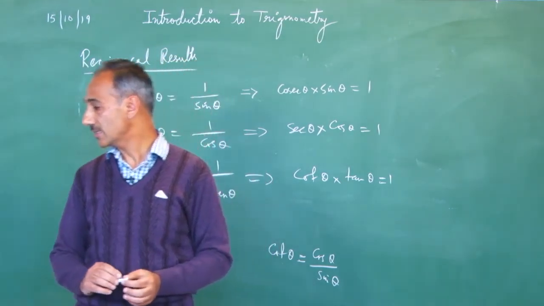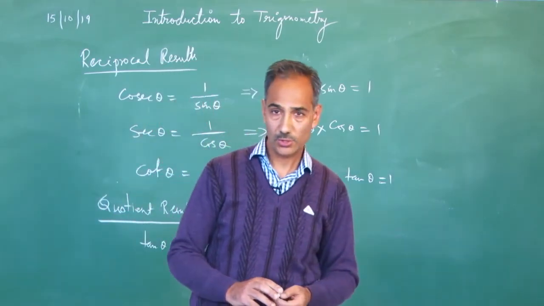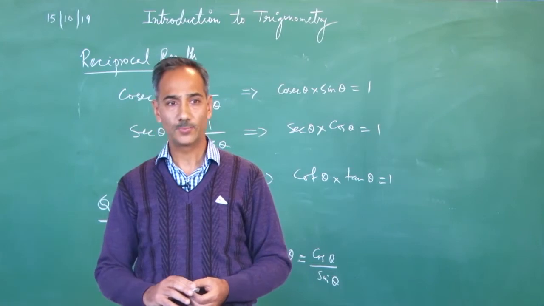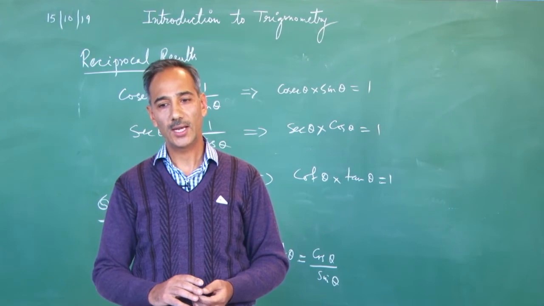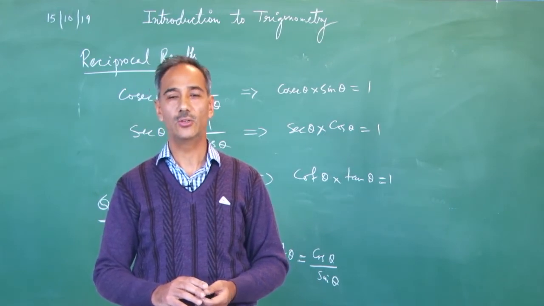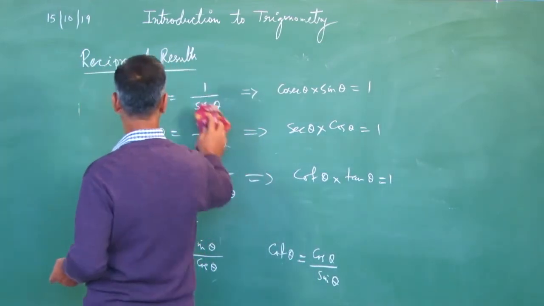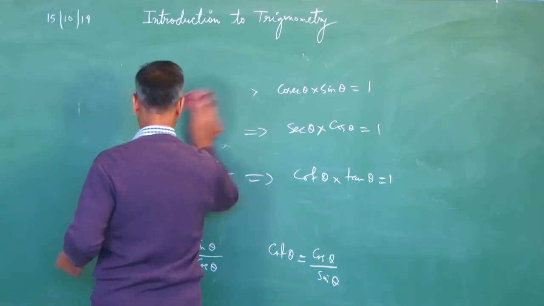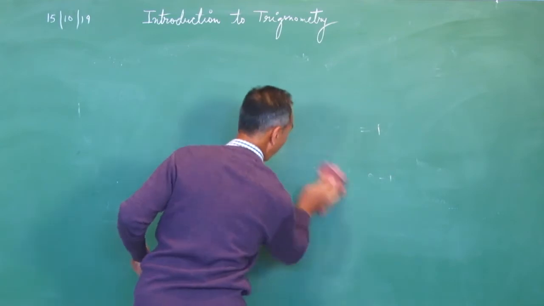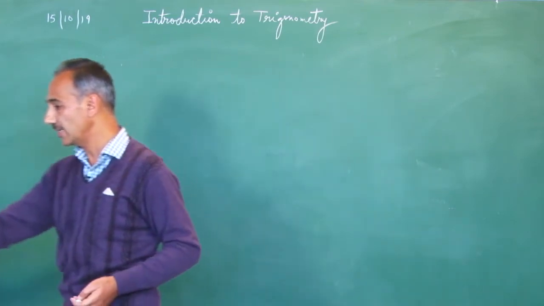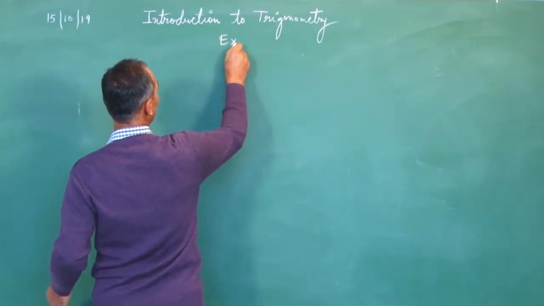Now we'll move to the exercise. Exercise 8.1, this is the first exercise of trigonometry, introduction to trigonometry. In this exercise, you will be given a T ratio, a single T ratio will be given, and you are asked to find out the value for the remaining T ratios. Let's try some sums based on this concept. Now this is your exercise 8.1. This is the first exercise.